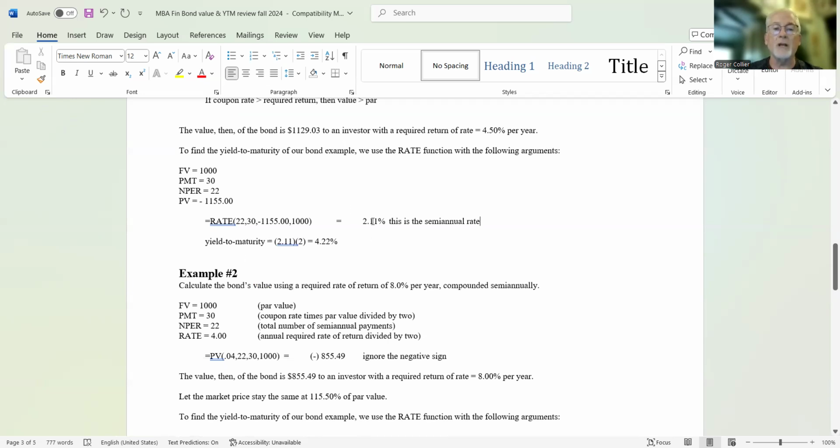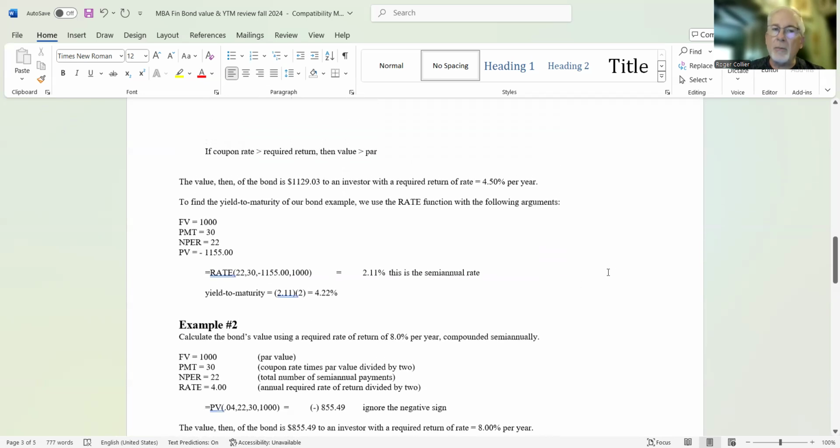But in this case, we're calculating a percentage. All right, so equals rate, number of periods, that's 22. You could look back at the timeline. The coupon payments are 30. The current price of the bond, let me scroll back up.